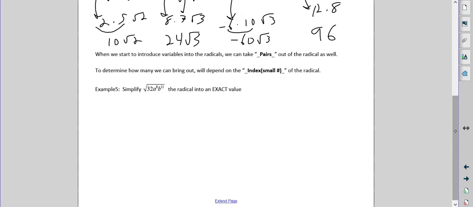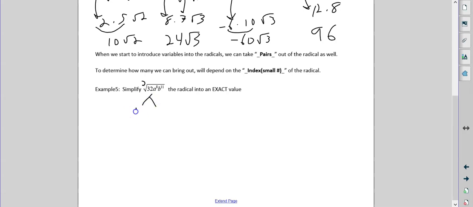All right, when we start to introduce variables into the radicals, we can take out pairs of them, all right? To determine how many we can bring out, it depends on the index, this small little number outside. Now notice, number 5, there is no number outside because we don't write a 2. It's just understood. It's assumed to be a square root unless we put a number there, like a 3 or a 4. Okay? So, let's deal with the number first.